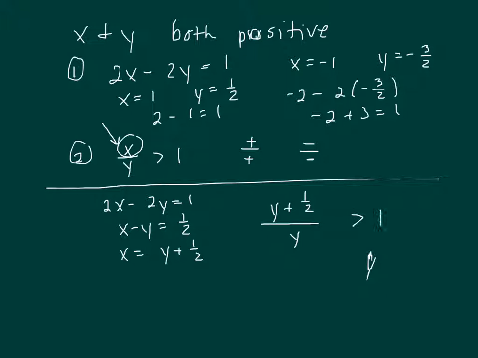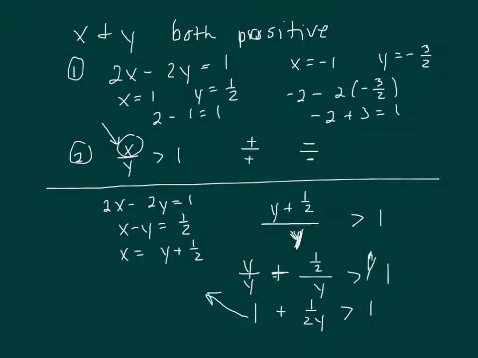Let's see if that's greater than 1. So let's manipulate the left-hand side. The first thing I'm going to do is separate this. I'm going to divide both terms in the numerator by y. So that would give me y over y plus 1/2 over y. And that is 1 plus 1 over 2y, which is still greater than 1.